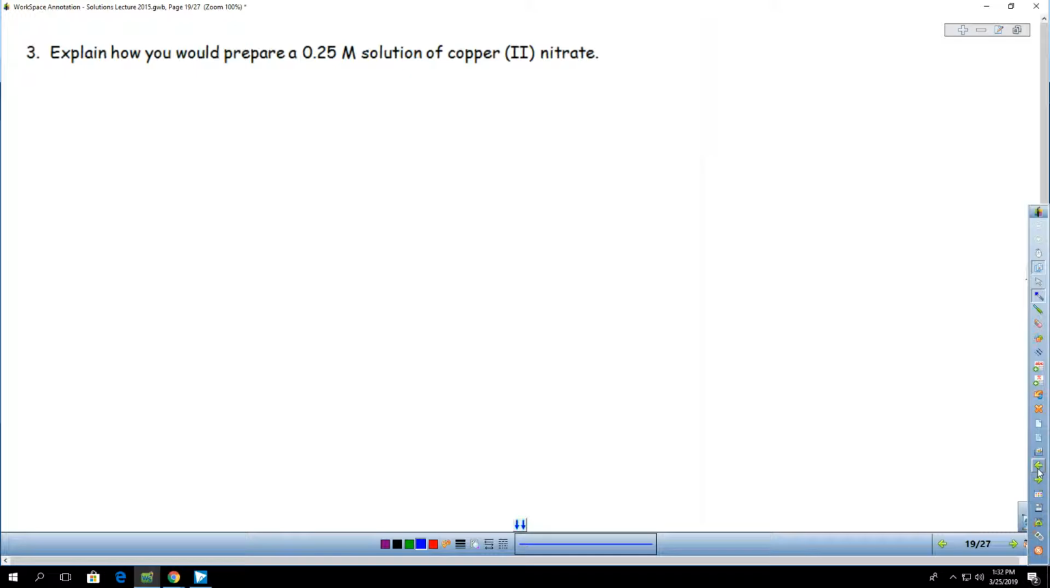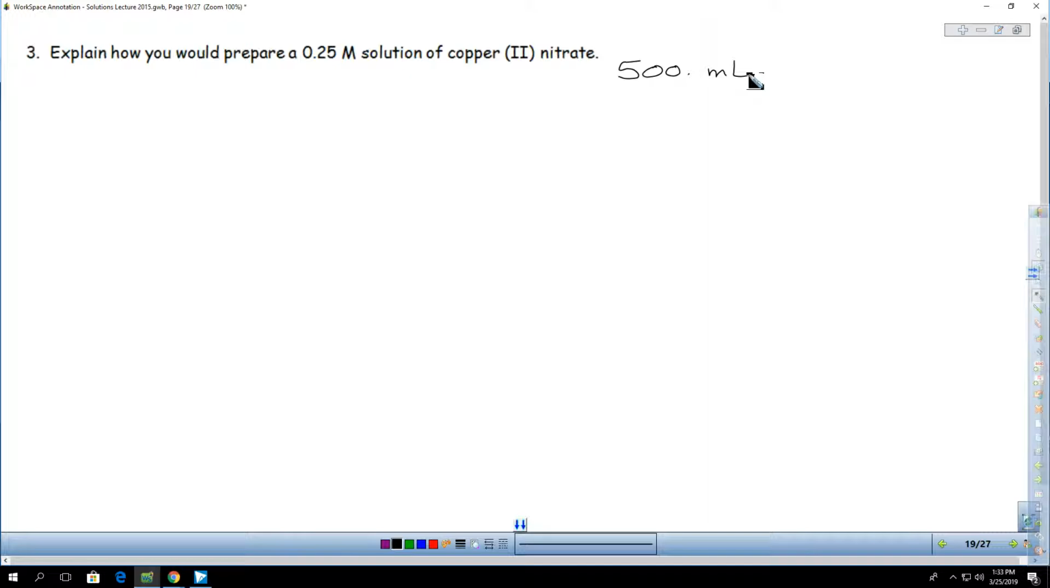So I don't know. Let's just maybe say, let's pretend we want 500 milliliters. Now that would tell us, make 100 milliliters or make a liter or whatever it is. And they'll also give us a concentration. So we want, let's say, 500 milliliters of a 0.25 molar copper 2 nitrate solution.